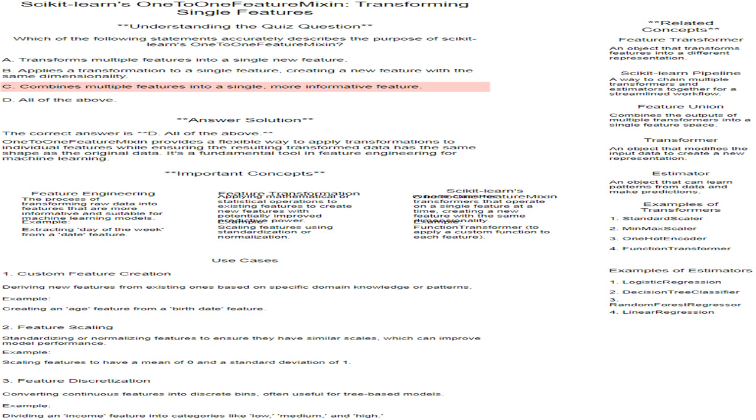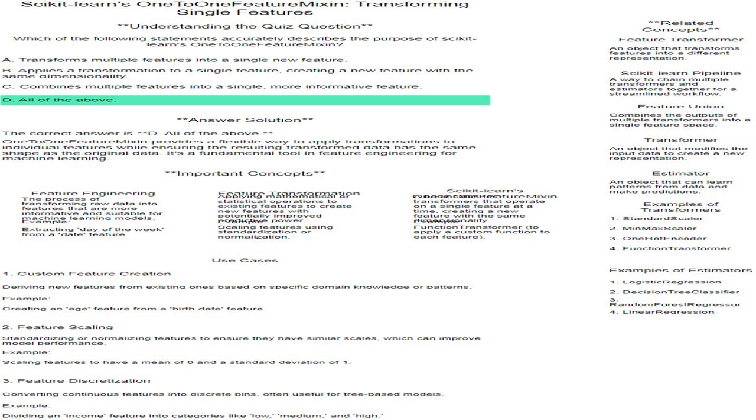C. Combines multiple features into a single, more informative feature. Combines the outputs of multiple transformers into a single feature space. False. This statement describes the function of feature union, not one-to-one feature mixin. Feature union is used to combine multiple transformers, while one-to-one feature mixin focuses on single feature transformations.